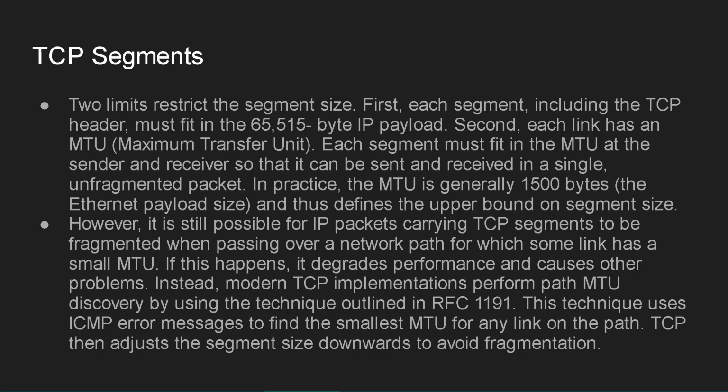However, it is still possible for IP packets carrying TCP segments to be fragmented when passing over a network path for which some link has a small MTU. If this happens, it degrades performance and causes other problems. Instead, modern TCP implementations perform path MTU discovery by using the technique outlined in RFC 1191. This technique uses ICMP error messages to find the smallest MTU for any link on the path. TCP then adjusts the segment size downwards to avoid fragmentation.